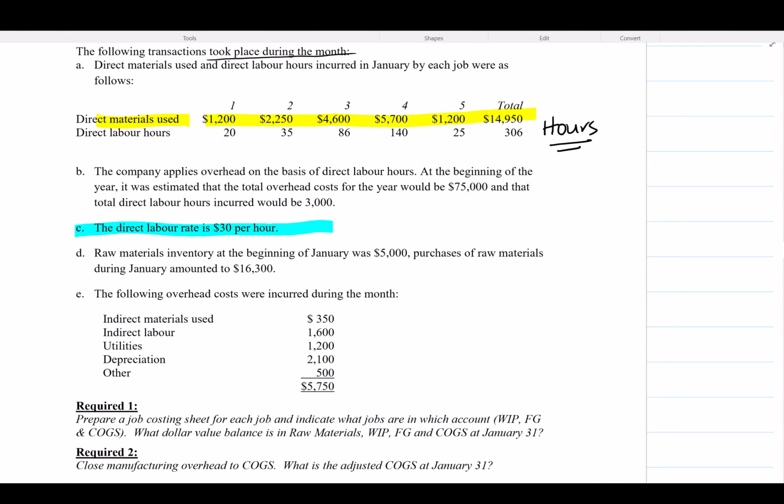Well, you just have to multiply then. So 20 times 30 is going to be 600. 35 times 30, 86 times 30, 140 times 30, 25 times 30. Multiply those out, and that'll go down to your job cost sheet. So now we need to take them down to our job cost sheet, but all you're doing is multiplying it by the direct labor per hour rate.